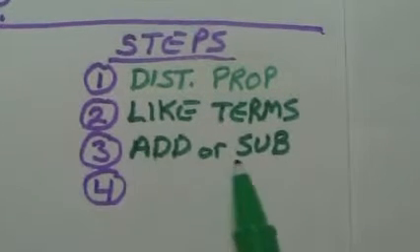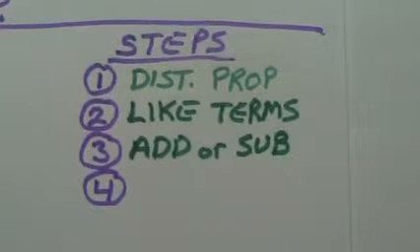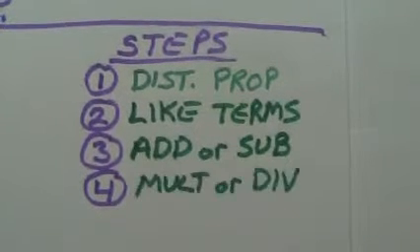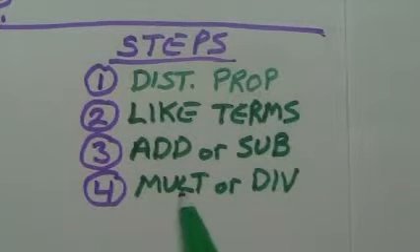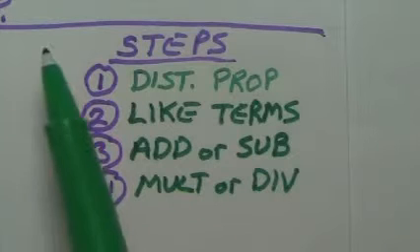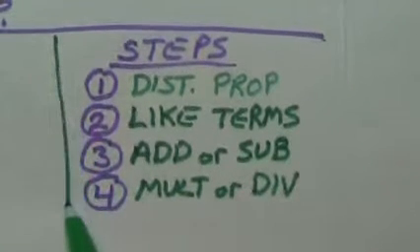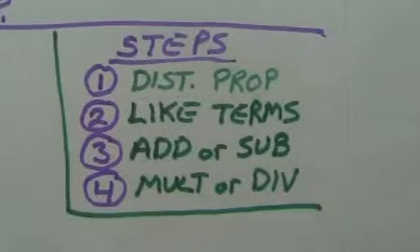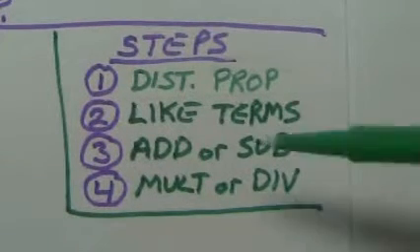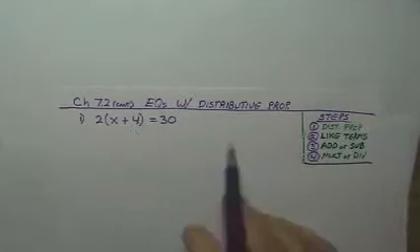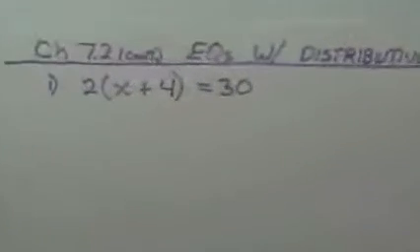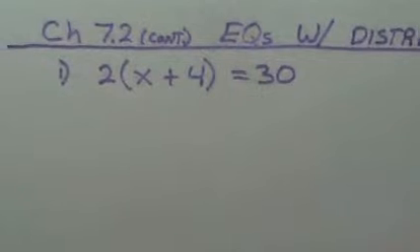Then get rid of the constant by adding or subtracting. And the last is to get rid of the coefficient, the number next to the variable, by multiplying or dividing. I'm just going to box that in. These are the steps that we follow. So here's my first problem, first example. There'll be 5 examples.